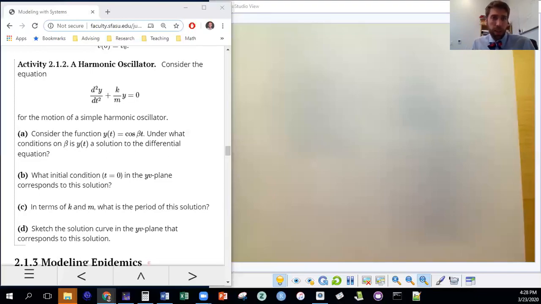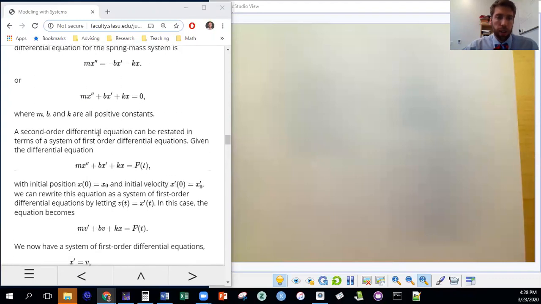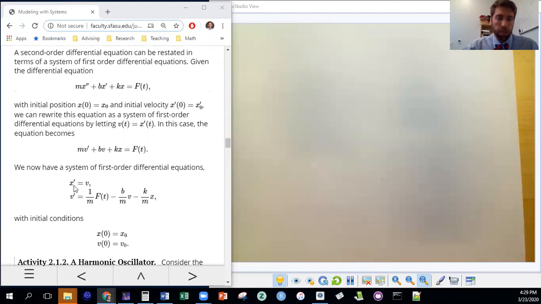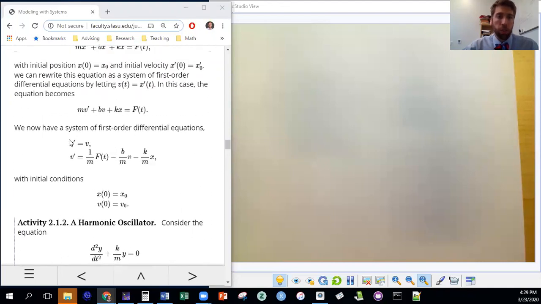This is activity 212 from section 2.1 in differential equations. And this section comes right after talking about a damped oscillator, in which you take the second derivative and say, well, a second derivative is really, I can create two variables, x and then velocity, which is the first derivative of x. And then I can describe the system with two equations with only one derivative.